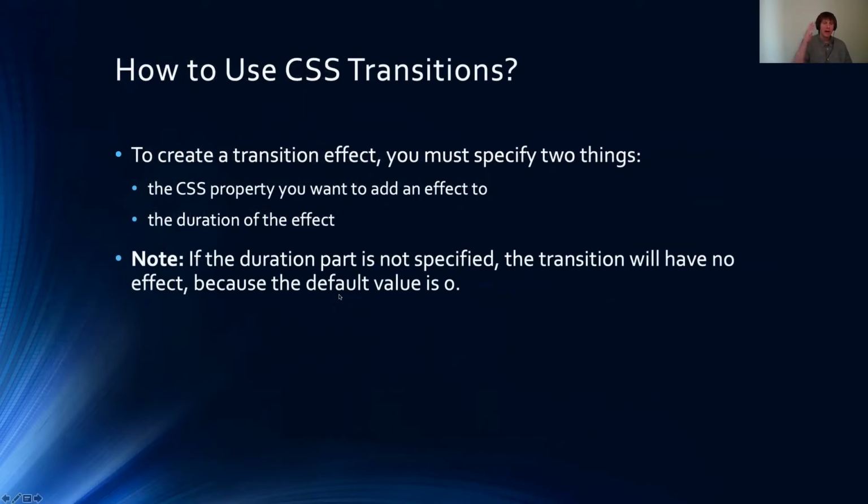Now, how can I use this CSS transition? To create this transition effect, you must specify two things. One, the CSS property you want to add an effect to, and two, the duration of the effect. Note, if the duration is not specified, the transition will have no effect because the default value is 0. So let's say I do a hover over, it'll just jump. It'll just jump and it won't have that smooth effect like we talked about earlier.